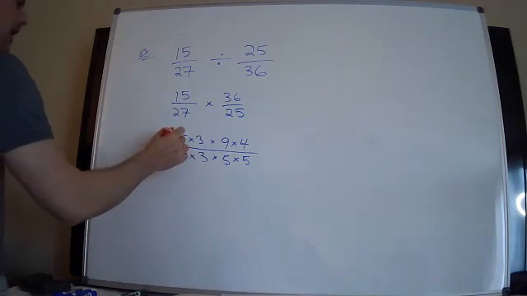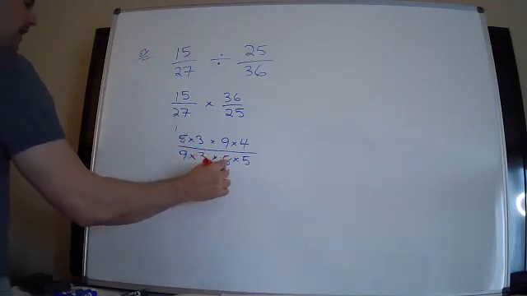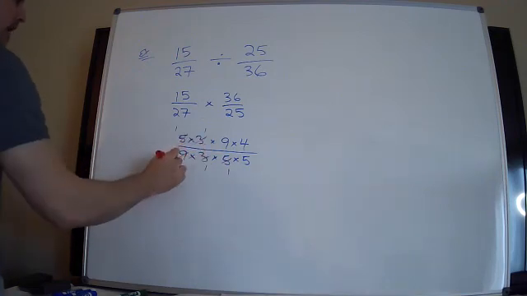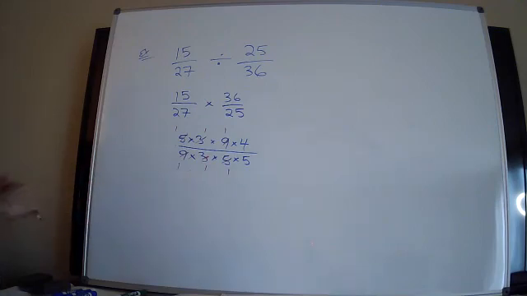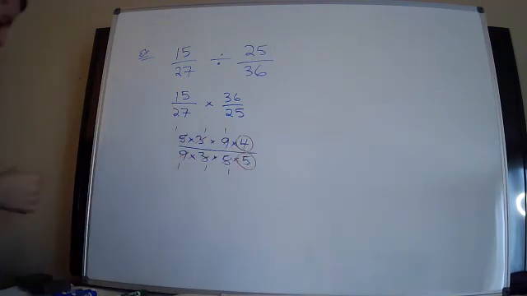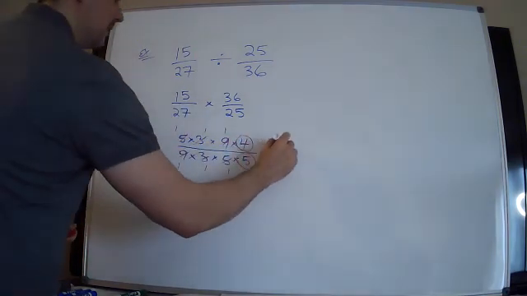So now I'm just going to cross out. That 5 crosses out that 5. This 3 crosses out this 3. This 9 crosses out this 9. Everybody disappeared. Nice. You're left with 4 and 5. Everything else crossed out. 5s, 3s, 9s. Done. The answer is 4/5.